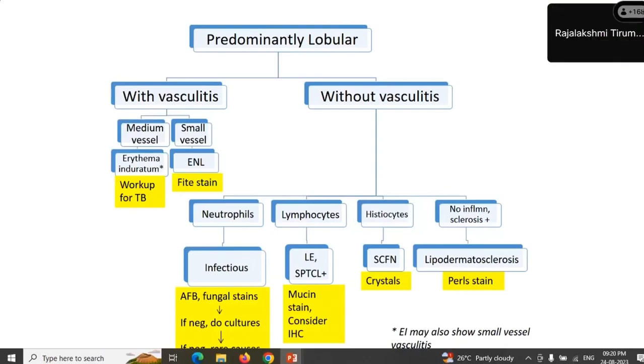and even your Fite stain could be done, because we know that erythema nodosum leprosum, the panniculitis, can present de novo. Now, lymphocytic lobular lupus panniculitis has an overlap with SPTCL, but in the interest of time, I'm not going to get into that differential. Then you could have crystals as you see in subcutaneous fat necrosis of the newborn. And you could also see this condition known as lipodermatosclerosis or atrophic panniculitis, which is seen in late stages of stasis. Okay, so these are the differentials for your lobular panniculitis.